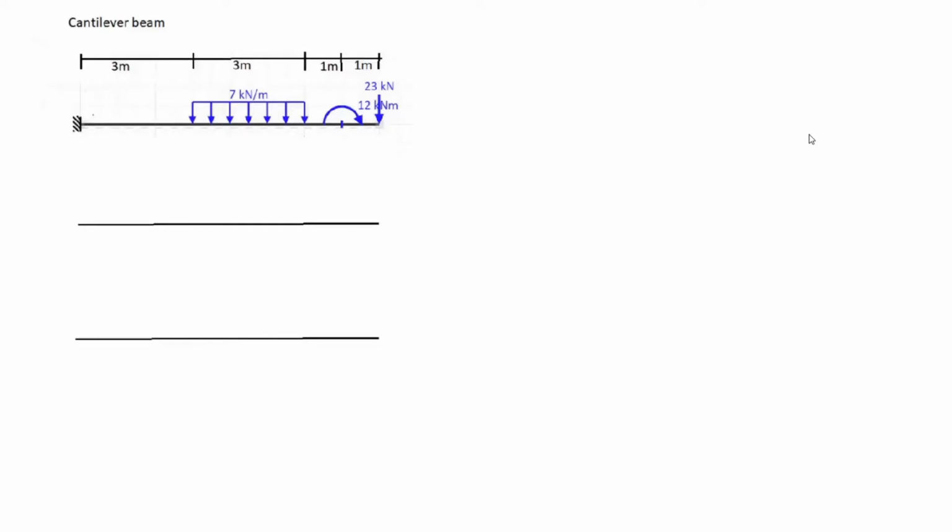Okay, so here we have this cantilever beam, and we'll start out with marking the support as point A, as well as the positive and negative directions for our X and Y axes. Thirdly, let's mark our unknown reaction forces, which is one horizontal reaction force, one vertical reaction force, and one reaction moment.